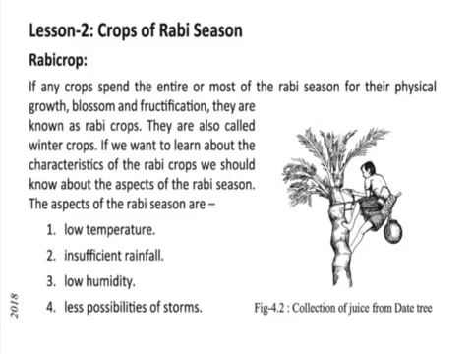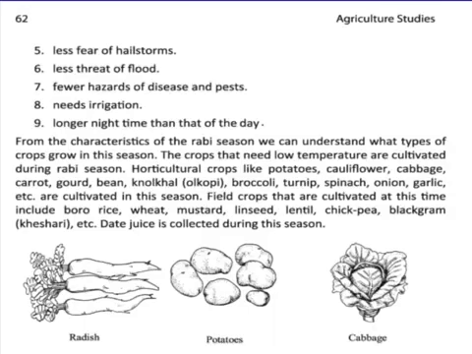Especially in the winter season, there is no rainfall. Low humidity. Humidity means the moisture in the atmosphere. Less possibility of storms. In the winter season, there is no possibility of winter storms or rain. Less fear of hailstorm. Hailstorm means storms of heavy hail, thunderstorms. Less rate of flood. That means in the winter season, there is no chance of rain. That is why there is no threat of flood.